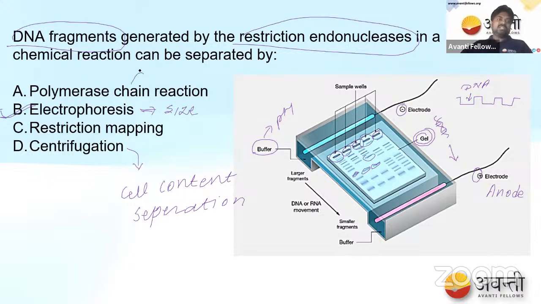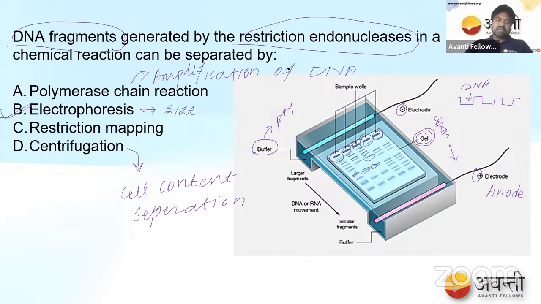Polymerase chain reaction is nothing but the amplification of DNA, meaning the number of DNA copies will be increased. Next one is restriction mapping. Restriction mapping is the technique important to find out the length of an unknown DNA. And centrifugation is important for separation on the basis of density. So that's why option B is the correct one here.